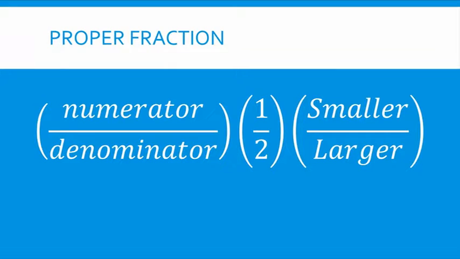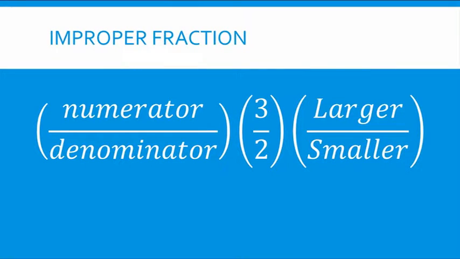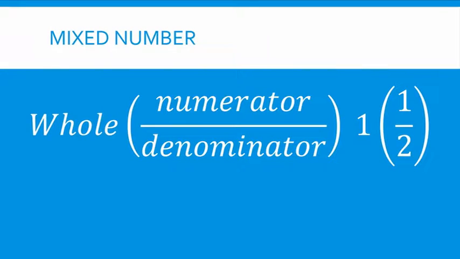Now we are going to cover three types of fractions. The proper fraction has a smaller numerator than the denominator. An improper fraction has an equal or greater numerator than the denominator. A mixed number has a whole number with a proper fraction.